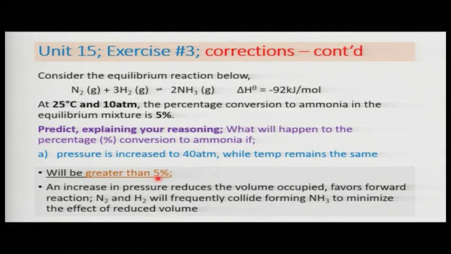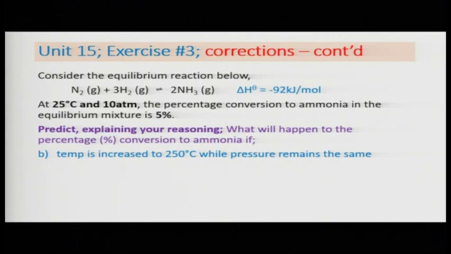Why am I specifically saying 5? Because this is at the conditions we're having, and we are changing this condition. So your response has to be in terms of this equilibrium mixture which we are having. So it will be greater than 5%. The reason is simple. Increase pressure, you reduce volume, so you disrupt the equilibrium. To counteract the decrease in volume, more ammonia, which is in lower moles, will be produced. That's first.